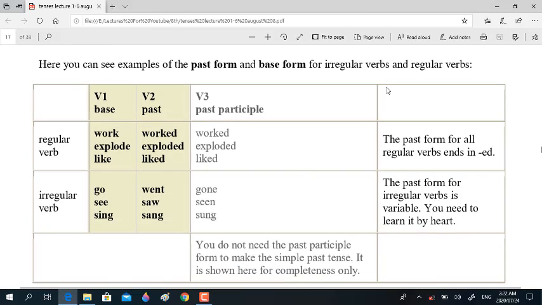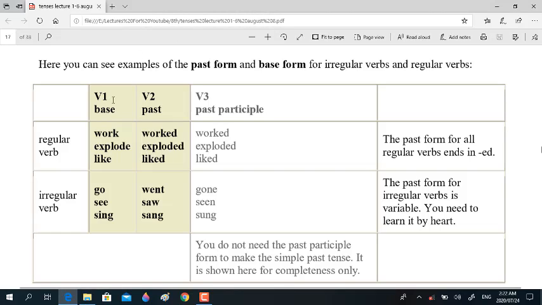Regular verbs are those verbs whose second and third forms have an ed ending. For example, wash, washed, washed. So wash is regular. Irregular verbs are those that have no such regularity in forming their respective forms, right? Like cut, cut, cut, and like go, went, gone, sing, sang, sung. These are irregular verbs, right?